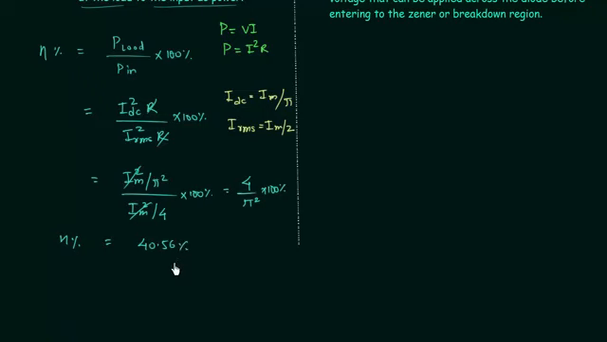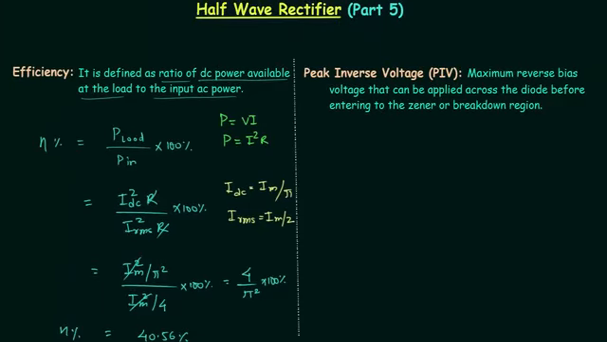40.56% efficiency is really low efficiency, and this is one of the disadvantages of the half wave rectifier. When we study full wave rectifiers, we will see the efficiency is much larger than 40.56%. This is all you need to know about the efficiency of half wave rectifier. Now we will move to the peak inverse voltage.